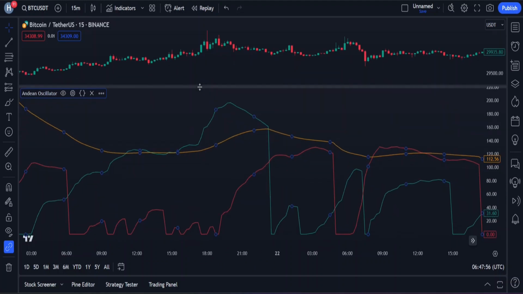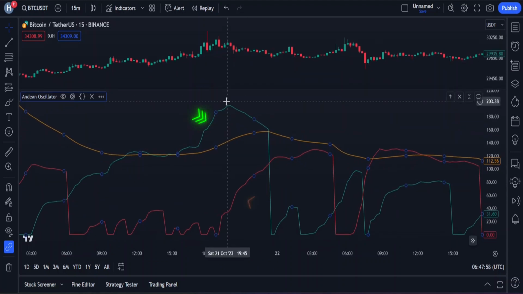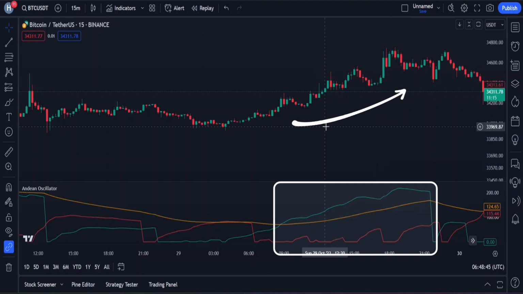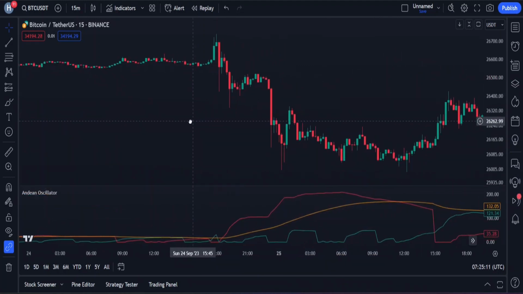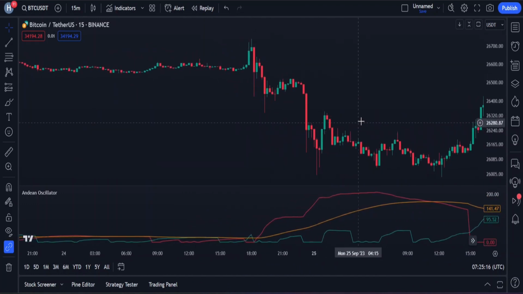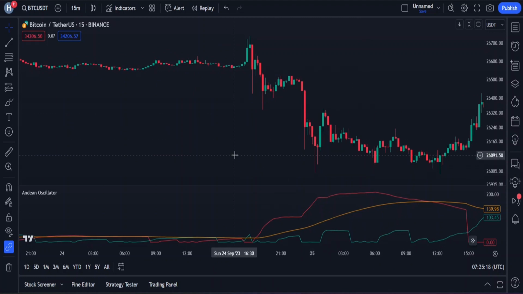This indicator has 3 components. We have the bullish line, the bearish line, and the signal line. If the red line is above the green line, this indicates bearish momentum. And if the green line is above the red line, this indicates bullish momentum. This does not indicate that it is time to open a buy or sell position. This is just to determine what the directional bias of the market is at these points.